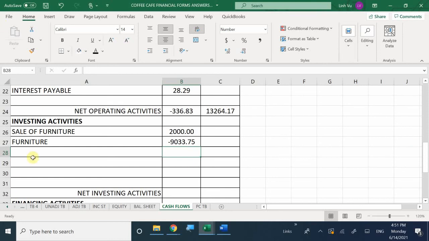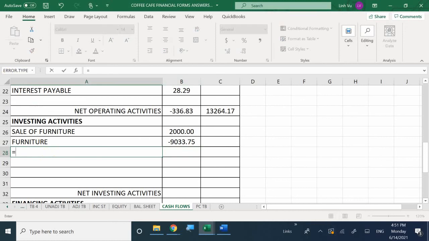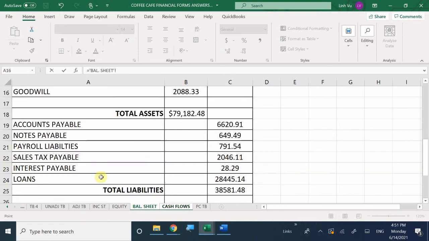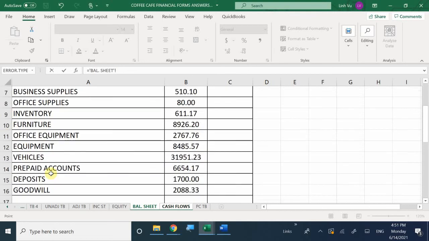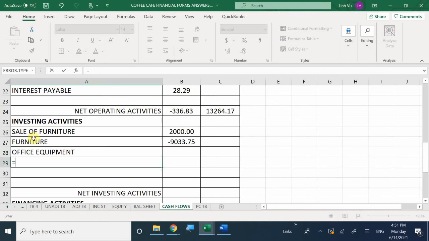So then again, we're going to go through all of our fixed assets. We purchased, let's see, office equipment. We also purchased equipment itself.